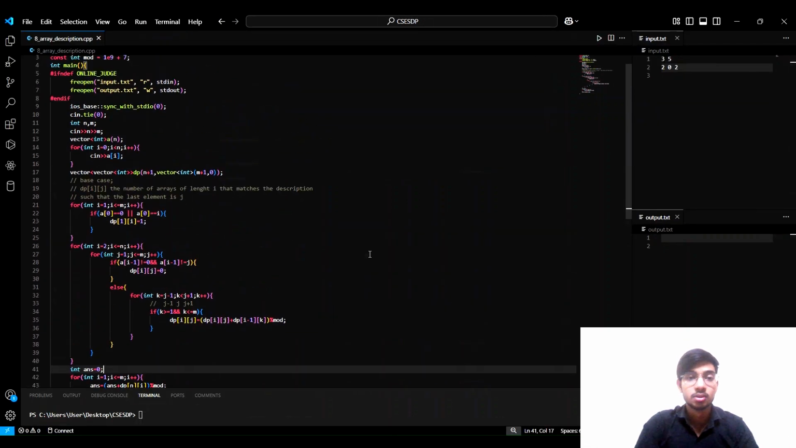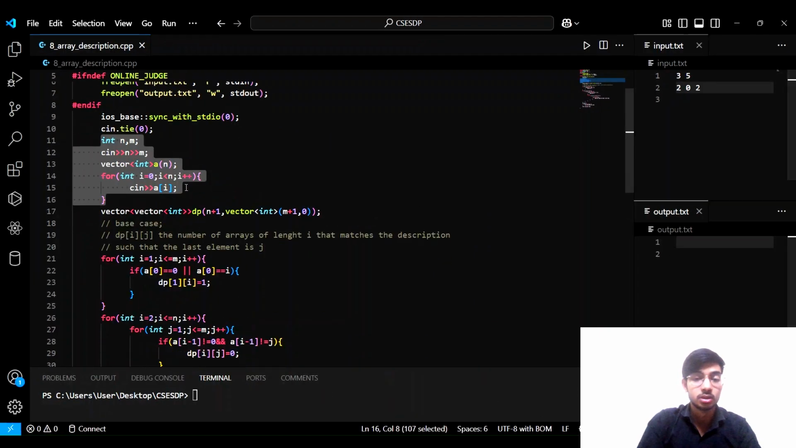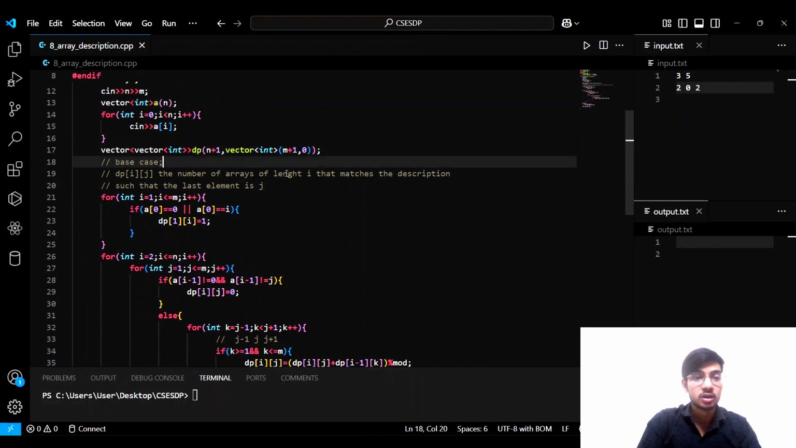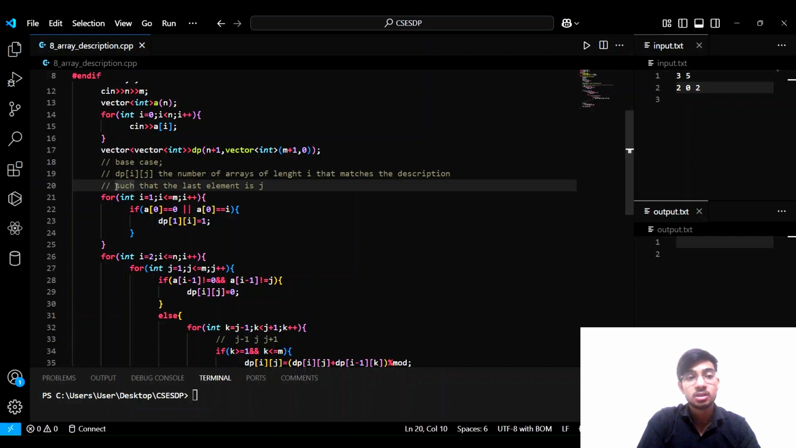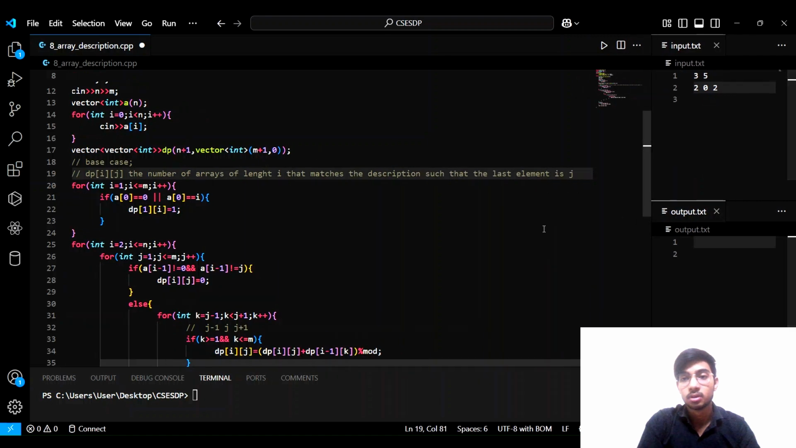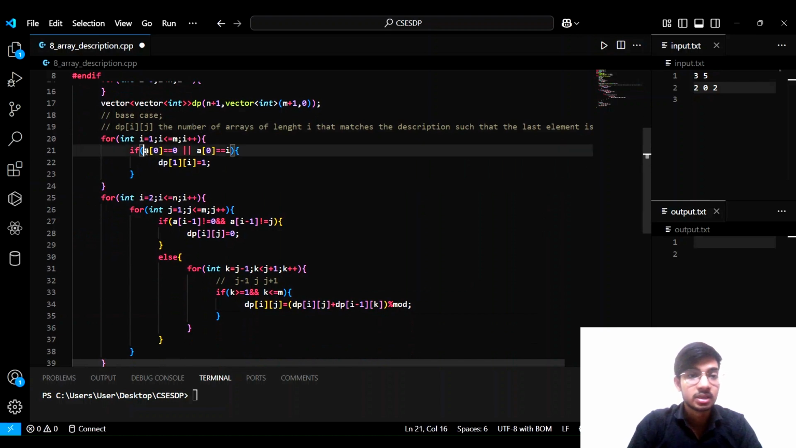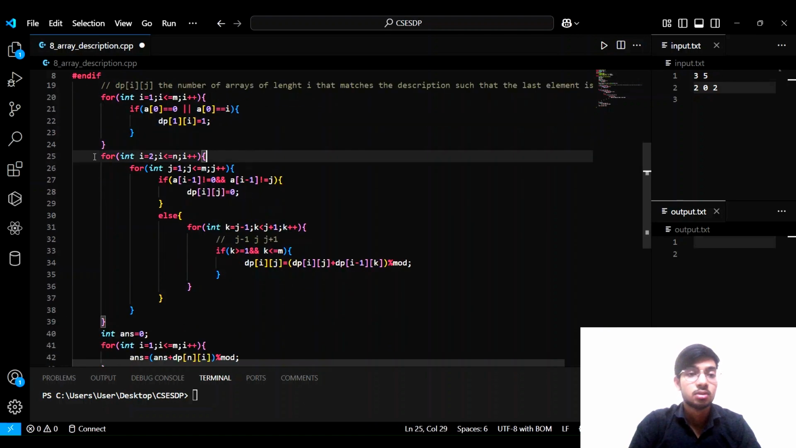So this is the code. Let me go through it once again. These are the inputs that you take. Next you define your dp vector. dp[i][j] represents the number of arrays of length i that match the description, such that the last element is j. Now you define the base case: if the first element is itself, you fill it with 1.